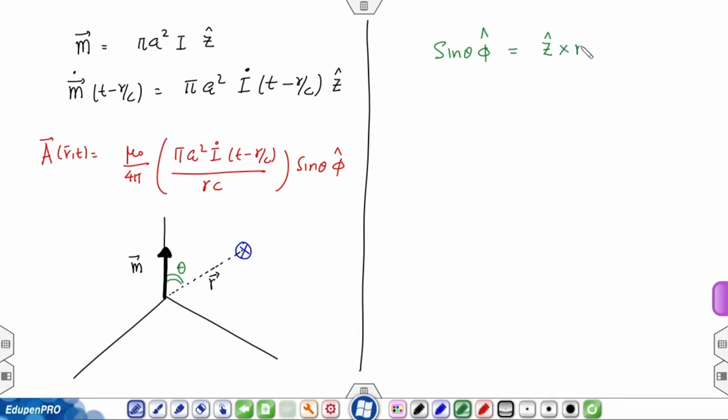So, you can easily see that sin θ φ unit vector is equal to z cross r, and therefore, I can write the vector potential A(r, t) in a coordinate-free expression as μ₀ over 4π rc, ṁ calculated at t minus r/c, cross r. That is the answer.